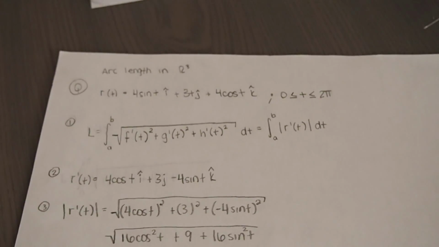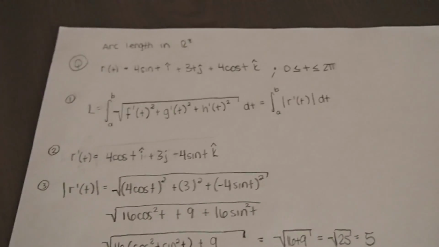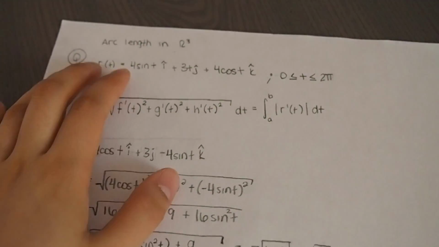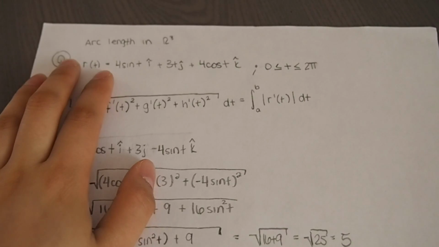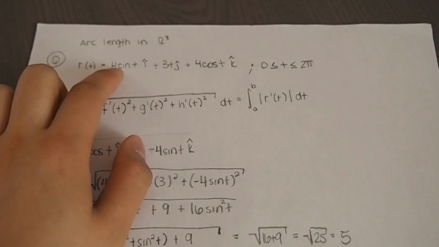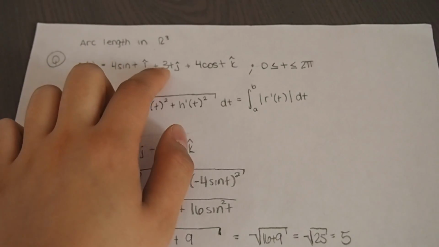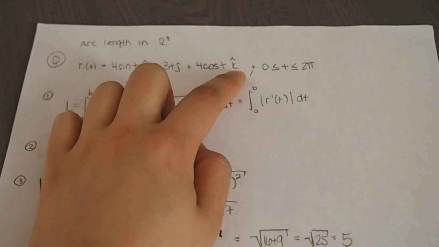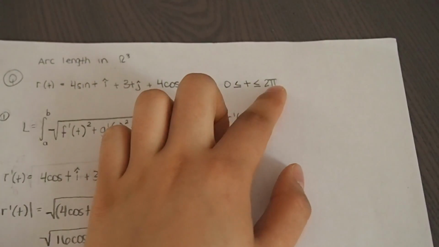Today I'll be showing you this arc length example in R3. Okay, given that we have r(t), which equals the vector in its i, j, k form, equals 4 sine t i plus 3t j plus 4 cosine t k, from 0 to 2 pi.